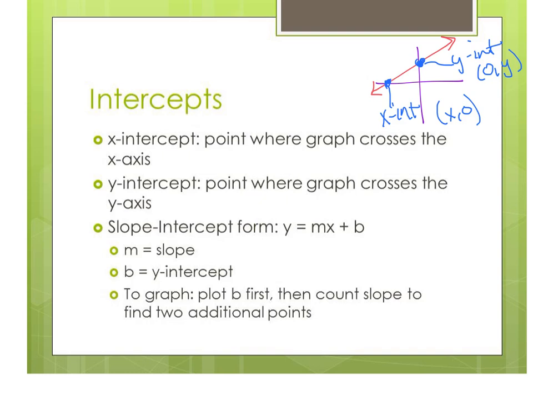And hopefully you remember slope-intercept form, y equals mx plus b, where m is the slope, so your rise over run, b is your y-intercept. And to graph from slope-intercept form, we're going to plot the y-intercept first, because that would be our starting point. And then we're going to count the slope to find 2 additional points. I do like you to graph 3 points if you're using slope-intercept form, just because you can draw a straight line between any 2 points, but if any 3 points give you a straight line, hopefully you've done it correctly.